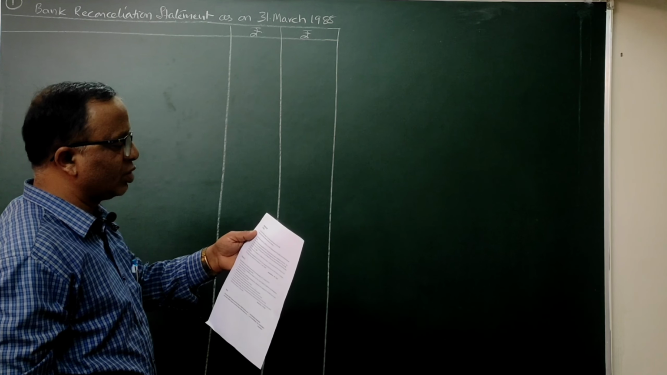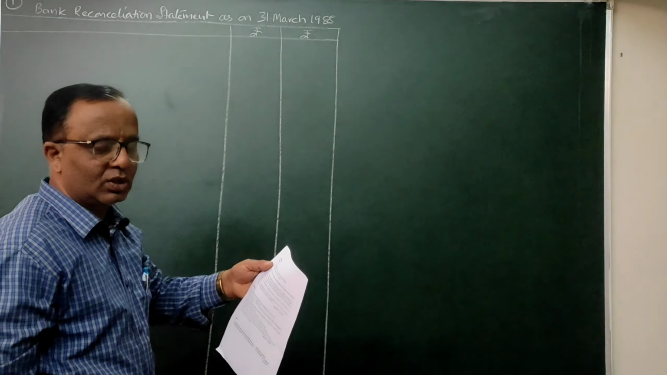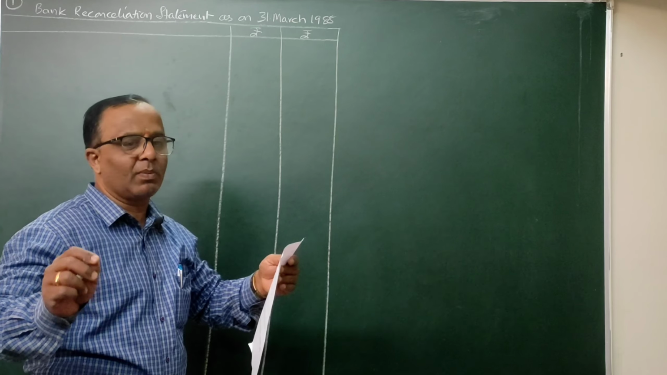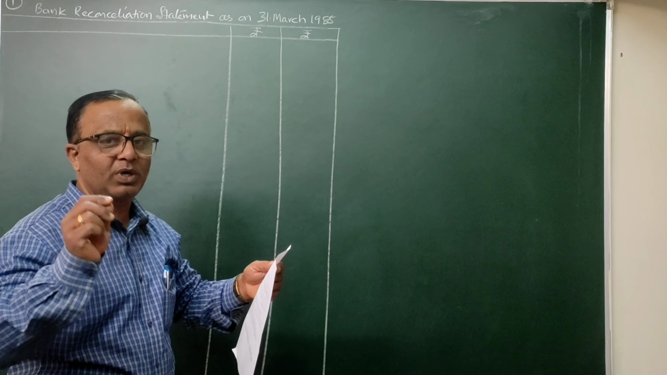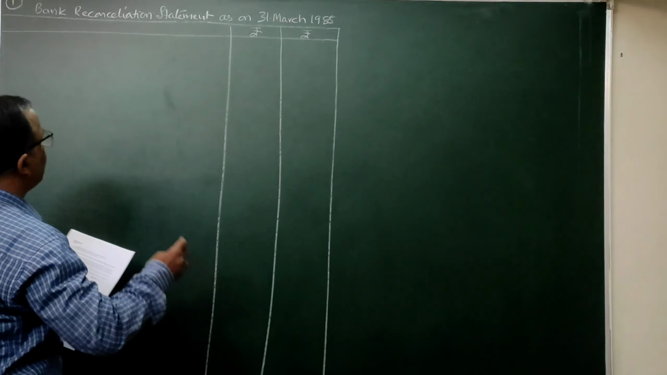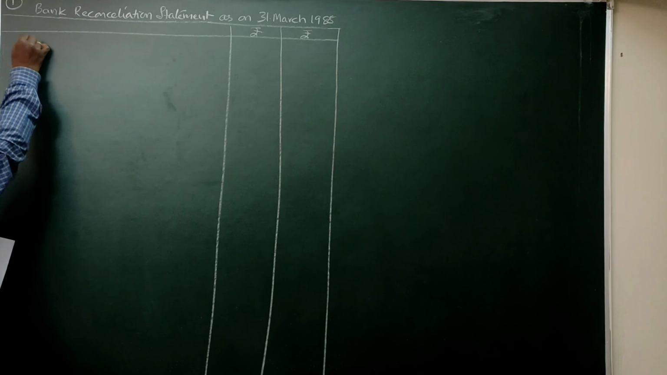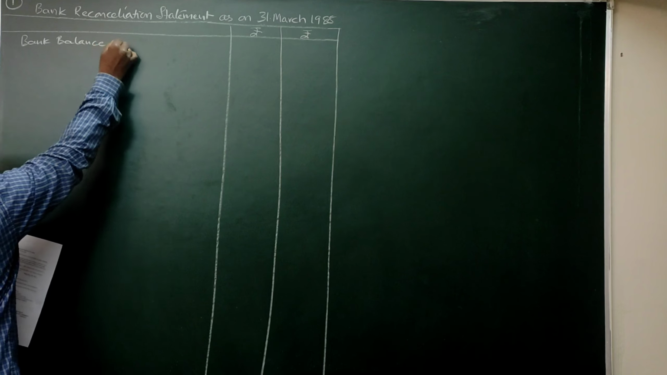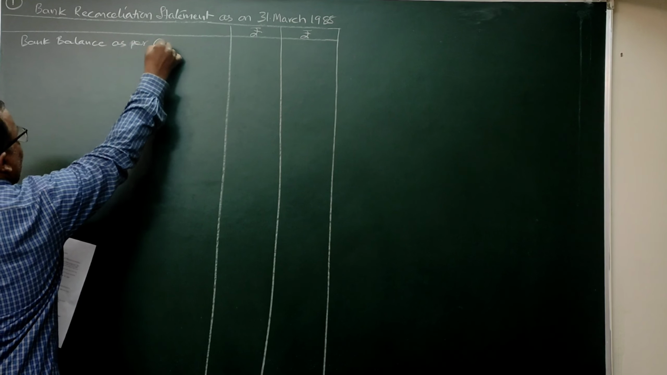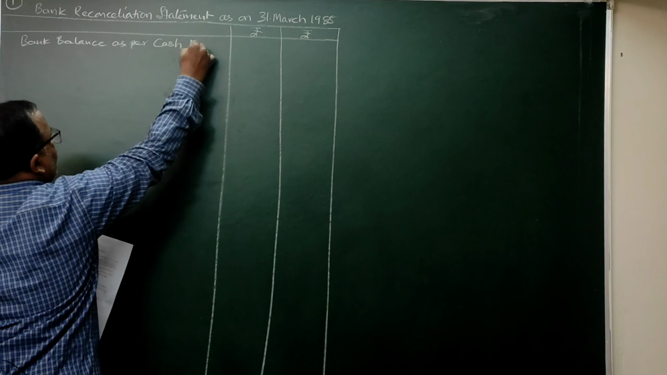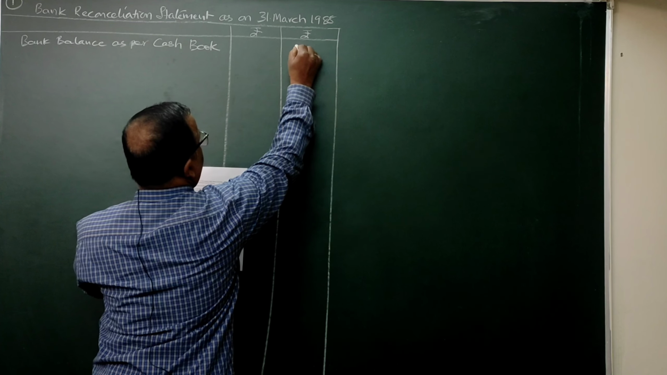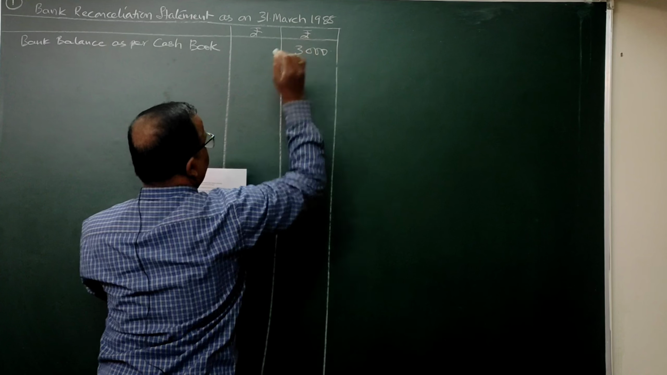Cash book of a firm showed a bank balance of 3000, he says. So which balance has he given? Cash book of the firm showed a bank balance. That means bank balance as per cash book he has given us. So we will start with bank balance as per cash book. How much has he given? 3000 he has given.